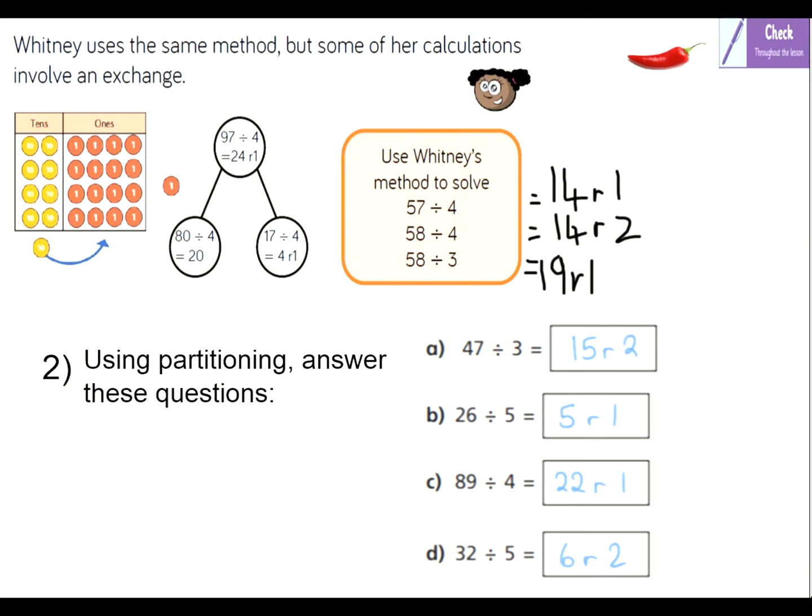Here are the answers to Chili 1. The first question was 14 remainder 1. Second answer was 14 remainder 2. 19 remainder 1. Then number 2, 15 remainder 2, 5 remainder 1, 22 remainder 1, and 6 remainder 2. Pause the video if you need to have a little bit longer to look at the answers.